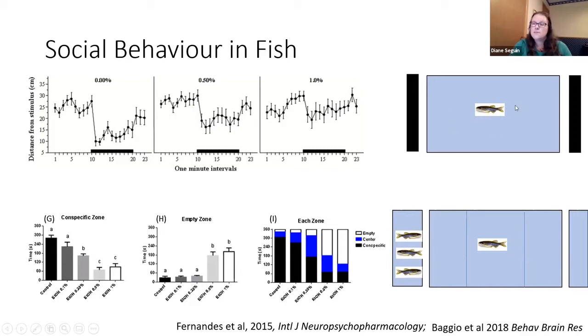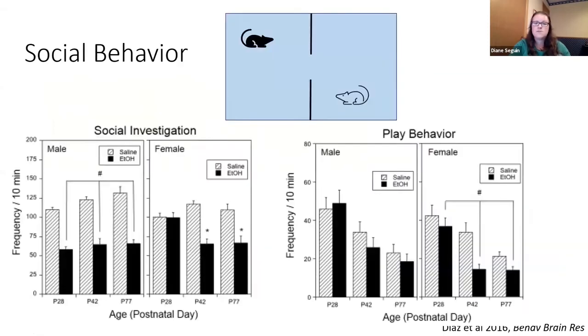So whereas in this paradigm here with the animated fish, we're seeing a decrease in social preference, we're actually seeing more of a social avoidance, like actively avoiding the conspecifics when we're using live fish in this study. So we have a very clear change in social behavior in adult fish from this very low dose of prenatal alcohol exposure.